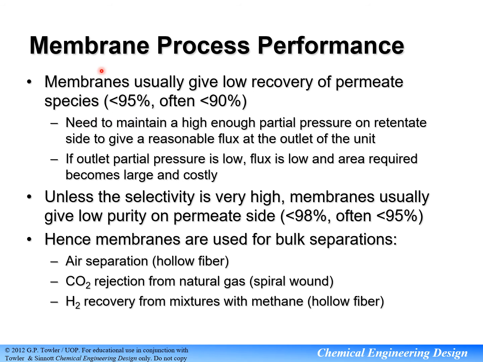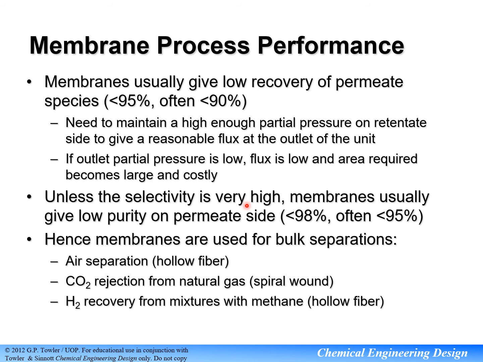Okay, for the membrane process performance, normally the membranes give low recovery of permeate species, which is around 95% maximum. Normally it's 90%. So for the membranes, we need to maintain a high enough partial pressure on the retentate side to give reasonable flux at the outlet of the unit. If the outlet partial pressure is low, the flux is low, and the area required becomes large and costly, unless the selectivity is very high.